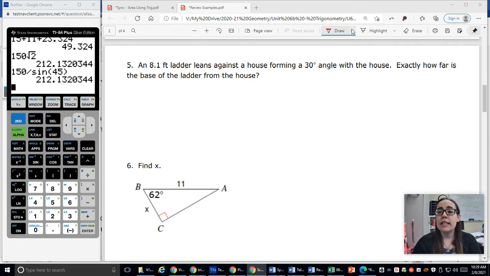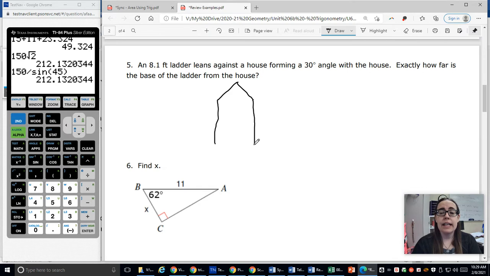Okay, so in this problem, I have my house, and I'm leaning a ladder against the house. My ladder is 8.1 feet. So this ladder right here is 8.1 feet. The ladder forms a 30-degree angle with the house. So the ladder touching the house forms a 30-degree angle. Okay? How far is the base of the ladder from the house? So I want to know what this distance is here.